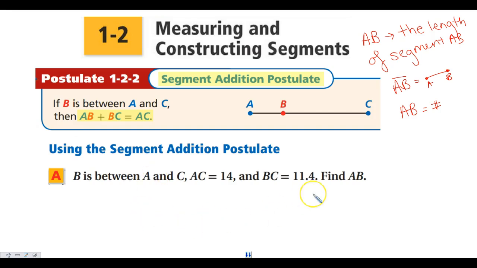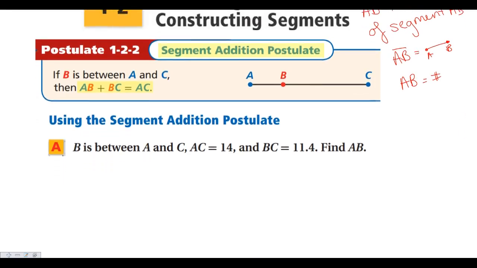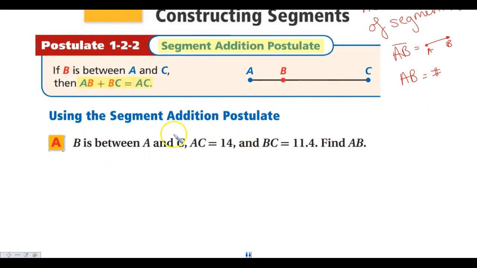All right? So when we're looking at example 1 here, which you will find in your right-hand column in that example 1 box, you see that it says B is between A and C, where the length of segment AC is 14 and the length of segment BC is 11.4. We want to find the length of segment AB. So you'll see in your notes that I have step 1, which says draw a picture. So we're going to start by doing that.